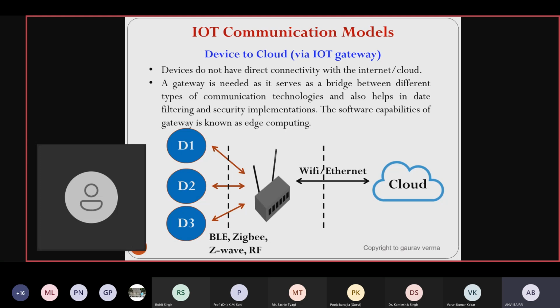And this software capability of these gateways is referred to as edge computing. Edge computing is another big buzzword in today's scenario, and lots of research work is going on in this area, on how we can do edge computing, where most of the computational part is done at the device side. Sometimes these D1, D2, D3 are referred to as edge devices. Computation means filtering, security, and processing. All these things are done at the device side itself. So this is a more generalized model, and that is what is referred to as the device to cloud gateway model.